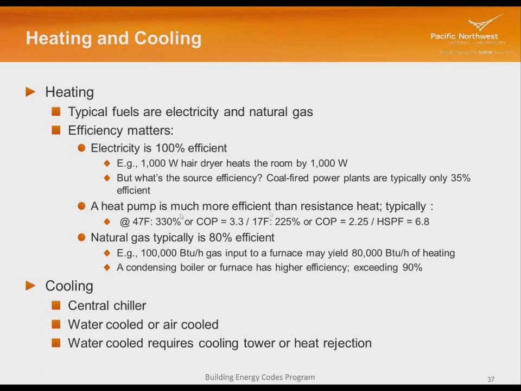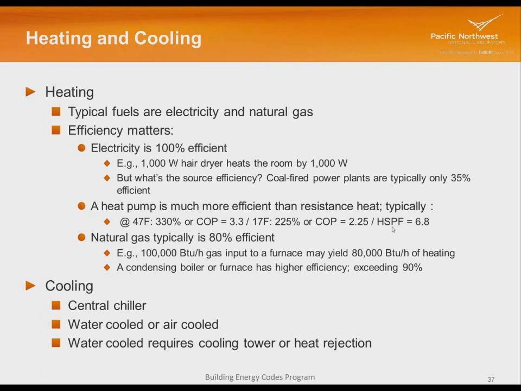So that's why we like a heat pump. It's much more efficient than resistance heat, and here we have a measurement of COP or SPF, which combines both measurements at multiple temperatures, right? And these are all measurements of efficiency. So efficiency might be 330%, say at 47 degrees, or a COP of 3.3. At a colder temperature, the efficiency of the heat pump goes down. Again, if you move the decimal point, it's either percent or COP.